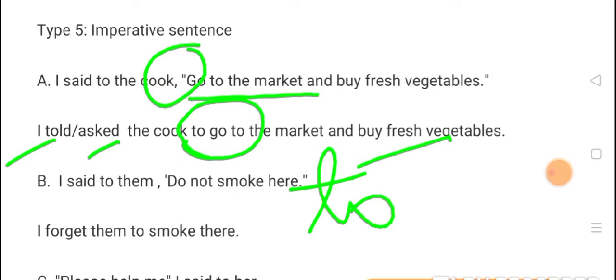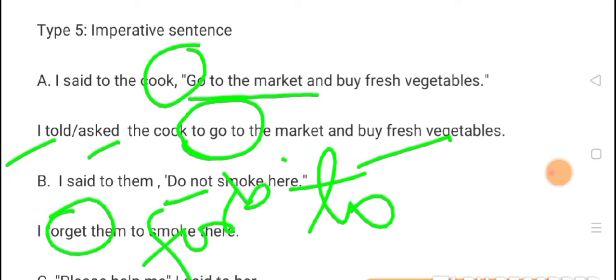So I asked the cook to go to the market. I said to them, do not smoke here. So I forbade them to smoke there. I forbade them. I prohibited them from smoking there.